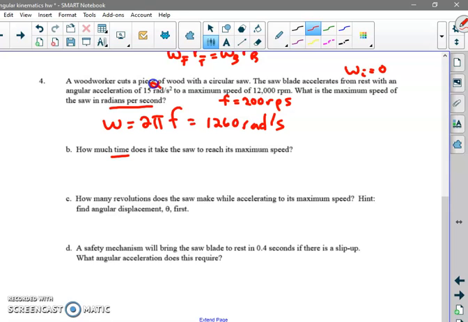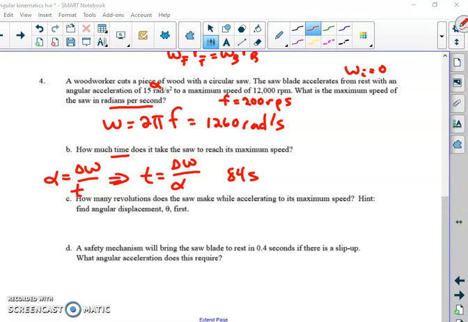Now I can look at the time to go from rest to that. Kinematically, we know that alpha is equal to the change in omega over time. So it follows that the time it takes is equal to the change in omega over alpha. We have those numbers, you can plug them in, and you get about 84 seconds. All right, which is quite a bit of time.